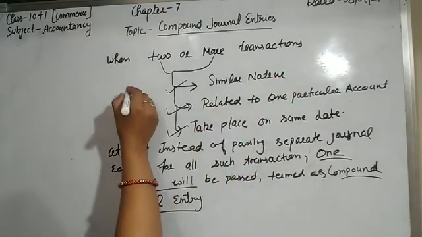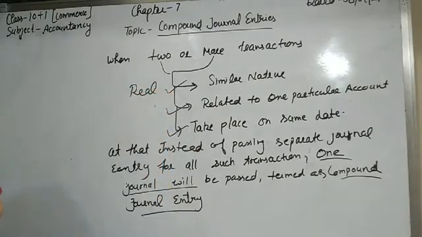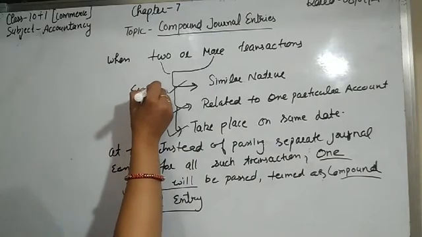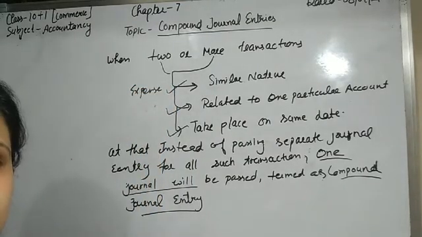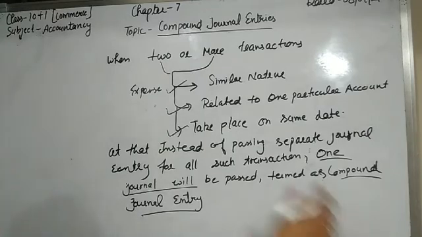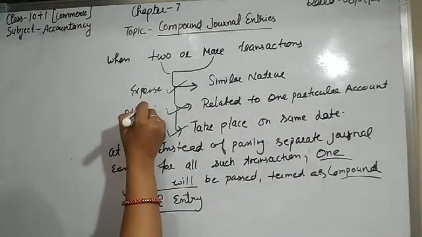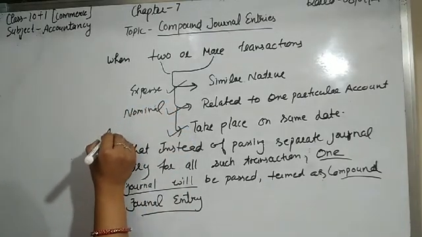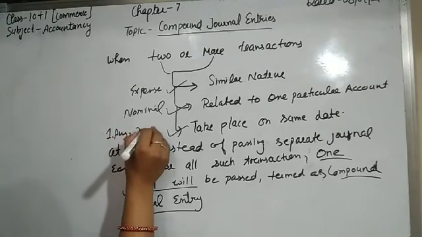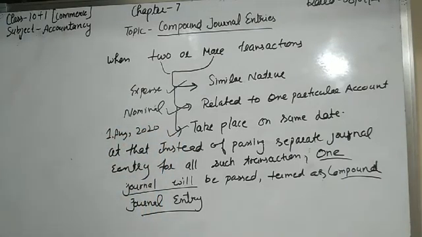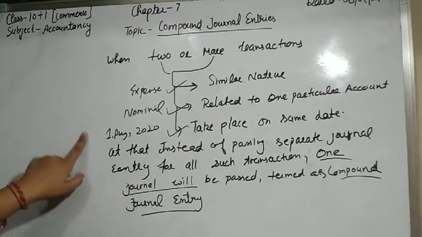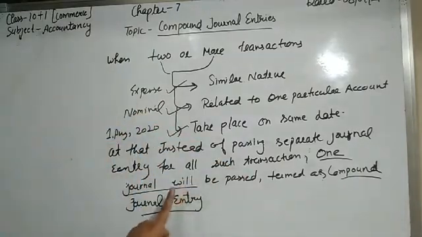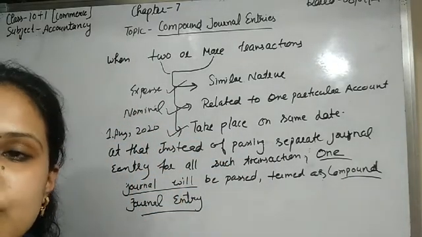Similar nature, we can say these are from real account, or expense or income, for example all these transactions related to expense. And particular account, all these transactions are related to nominal account and held on 1st August 2020. So when all these things happen, instead of passing different entries for different transactions, one single entry should be passed, which is termed as compound journal entry.